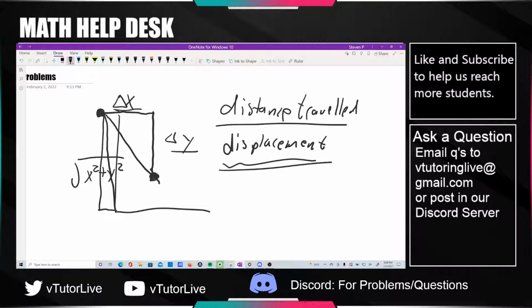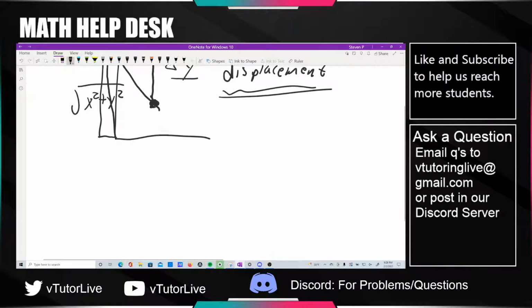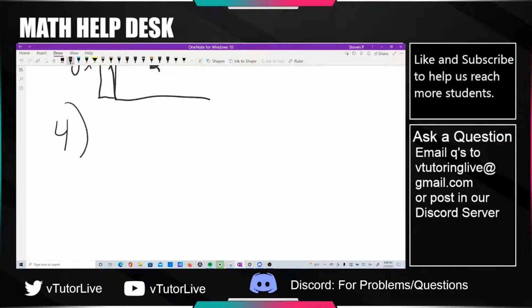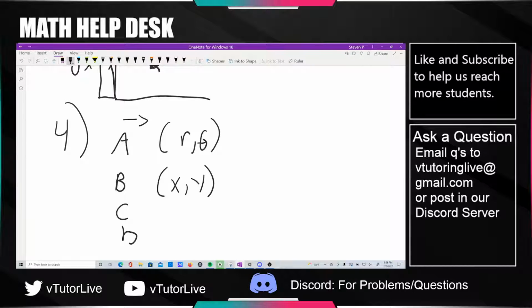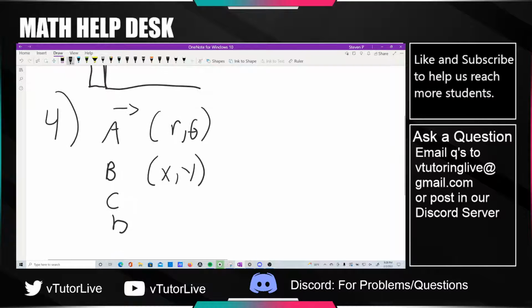Okay, so that was problem 3, I guess, and the next one is problem 4. You're given vectors A, B, C, and D, and some of them are given in terms of radius and angle, whereas some of them are just given in terms of x and y. Give the answers in Cartesian coordinates. If you're being asked to give it in Cartesian coordinates, the idea is probably just to convert all the ones that are in polar coordinates into Cartesian.